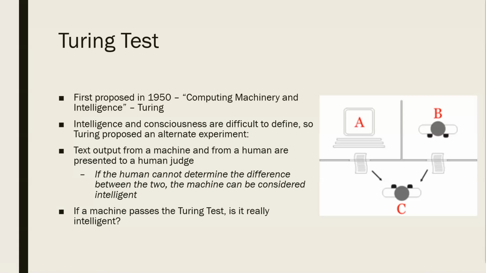Now, the thing is, it is somewhat disputable to say that just because a machine can mimic a human in terms of behavior, that means it is really internally intelligent in the same way that a human is. So some dispute this idea of a Turing test to prove that a machine is actually intelligent in the way that a human is.